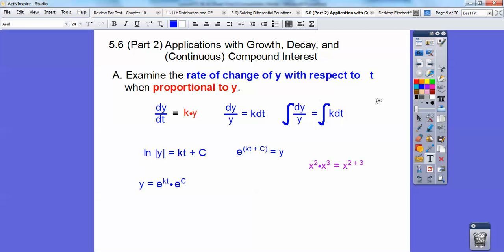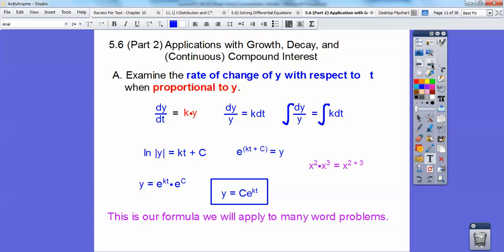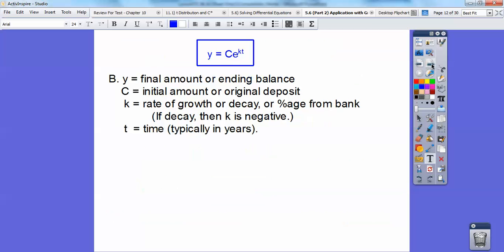Okay, and then what I'm going to do right here, this is just another constant. e to the c power is just a number, so it's just a constant. So I'm going to just represent it as this c right here. All right, so that's our formula. This formula is the formula that we use for many of our exponential growth and decay problems and compound interest problems. Okay, so here, y is always your final amount, c is always your initial amount right here.